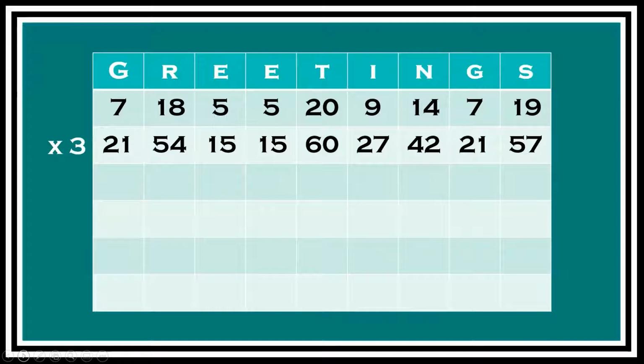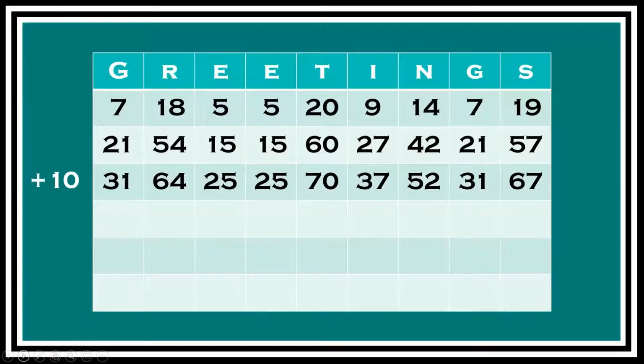Take all of these numbers and multiply them by some number. Here we have chosen to multiply them all by 3, although there are other choices that we could use. However, even numbers do not work very well. So 3 times 7 is 21, 3 times 18 is 54, 3 times 5 is 15, and so on.